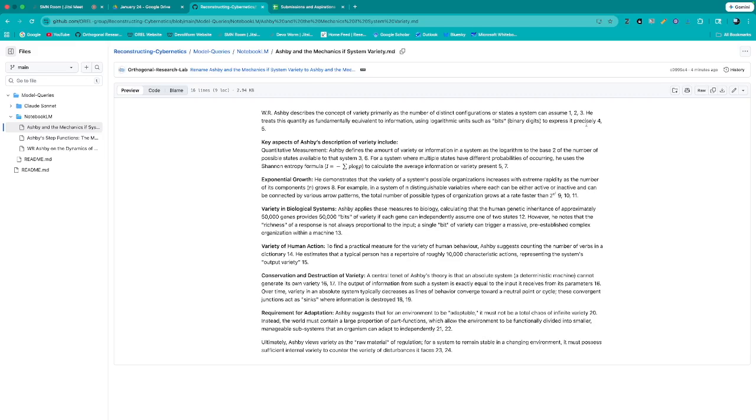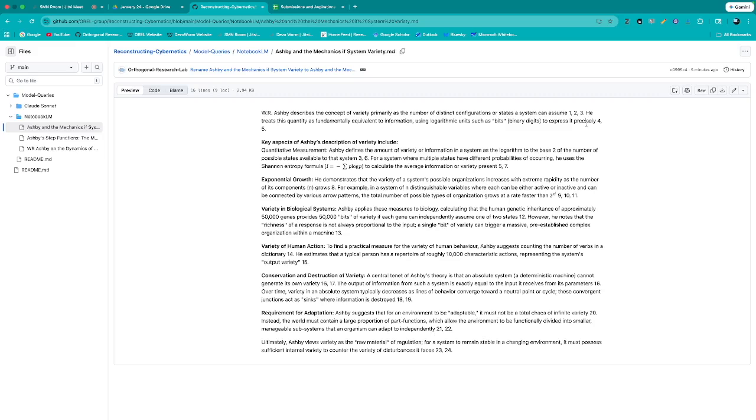And then the question is, what is a bit? Is it the state of a gene? Can a gene be summarized in two states? Probably not. There are a lot of states within that gene that you can represent. So this is kind of a thing where it's nice to know what the definitions are so you can work from them. Then the variety of human action.